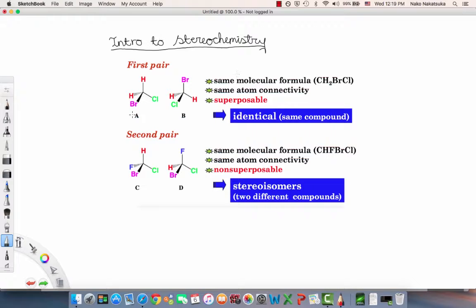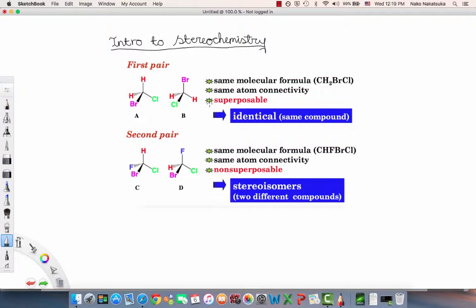And so now let's check out this diagram that I pulled up for you right here. The first pair is of CH2BrCl. So we have one carbon, two hydrogens, one bromine, and one chlorine arranged like so. When you look at it, they have the same molecular formula. They have the same atom connectivity where there's a central carbon with the four other things attached to it in this tetrahedral structure, and they're also superposable.